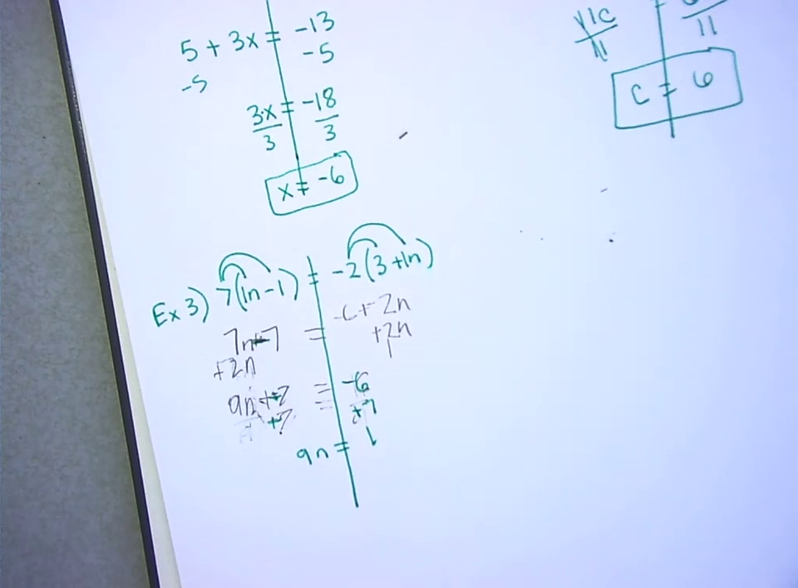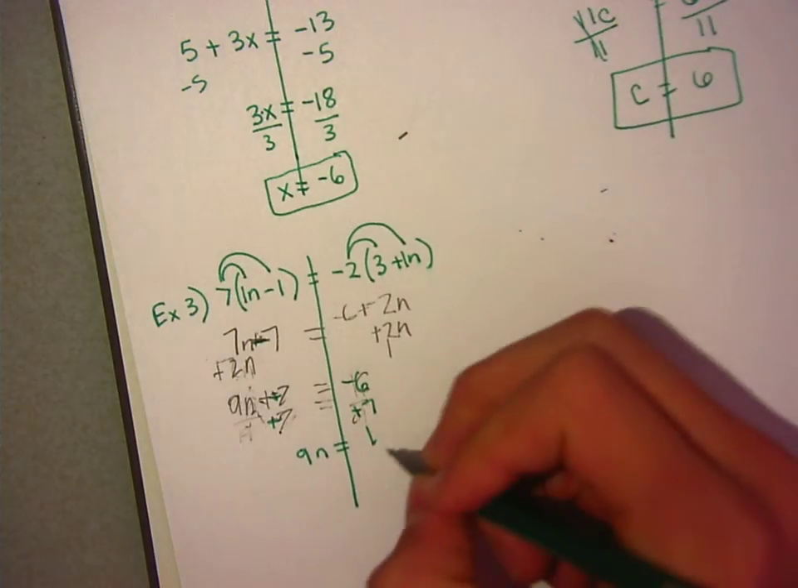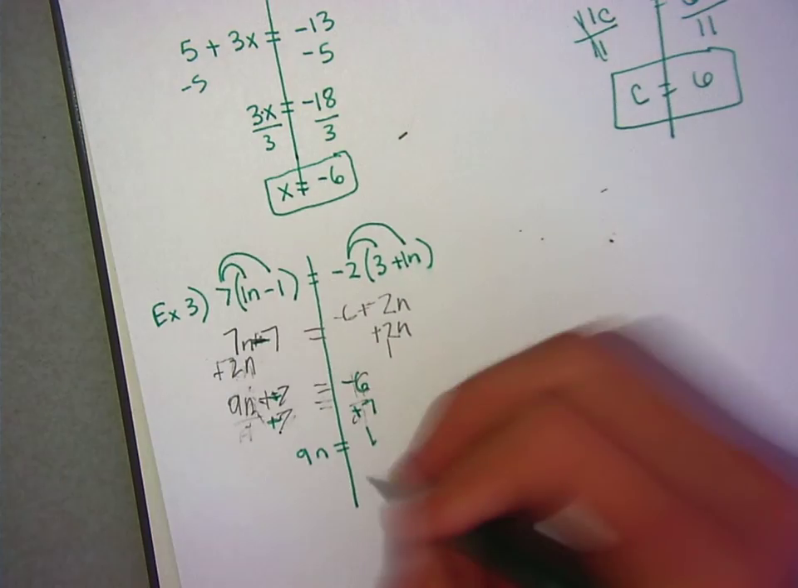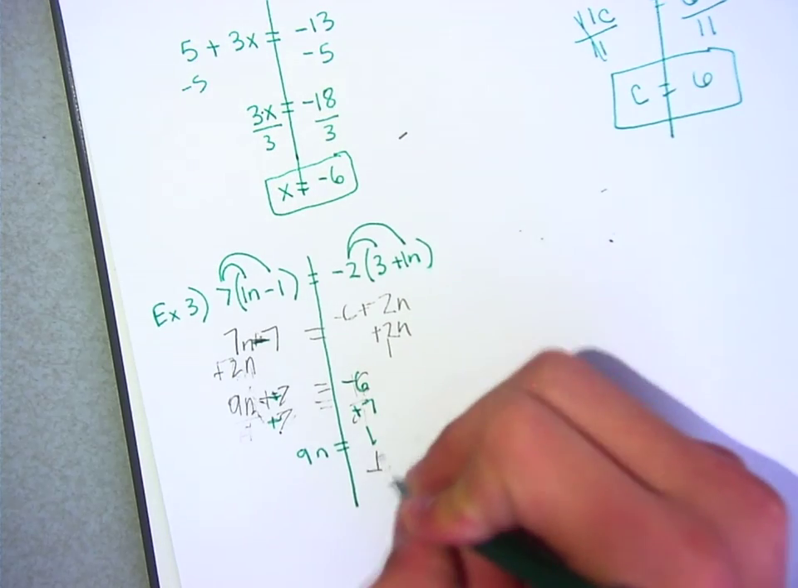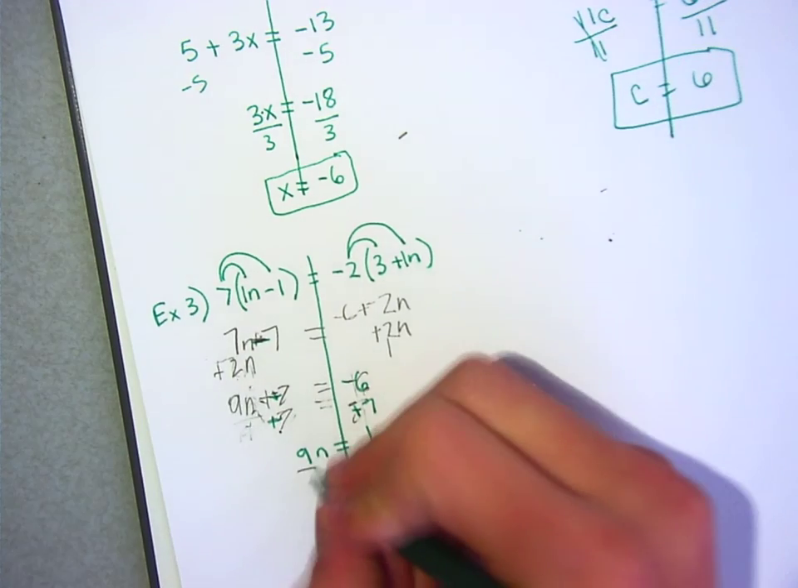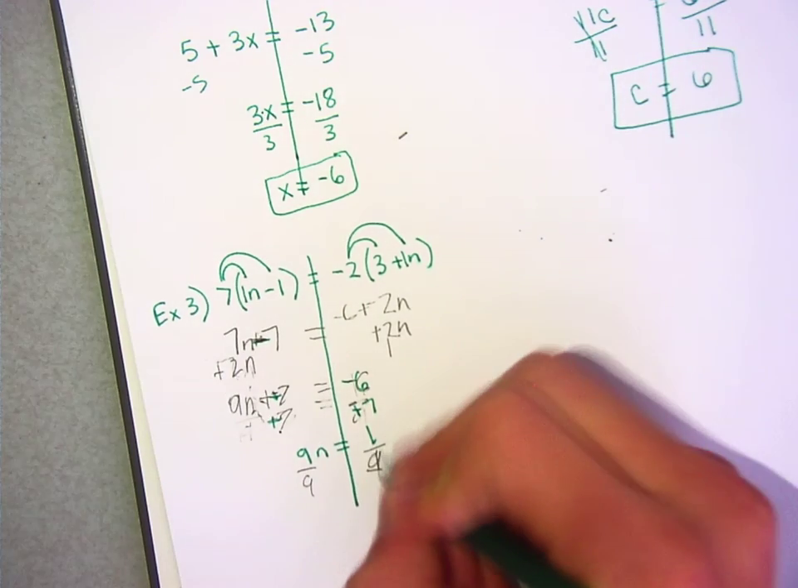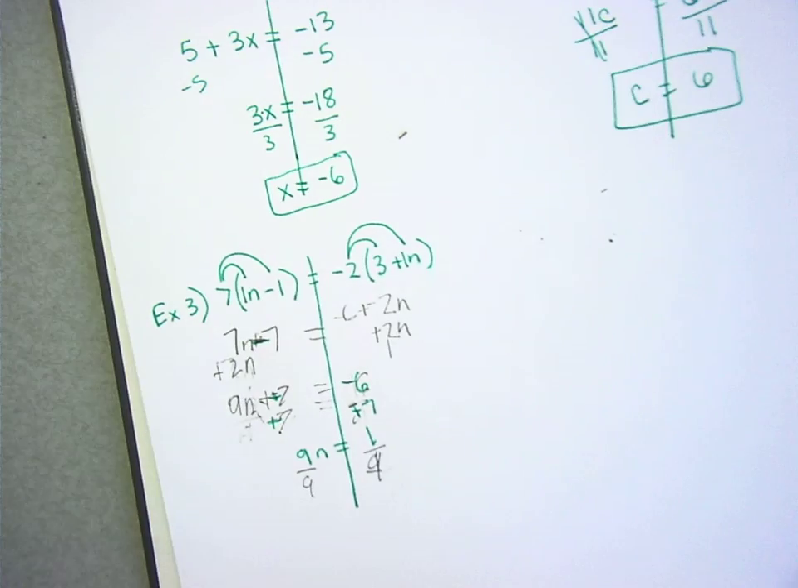Good. And how do you finish then? 9n over 9. Okay, you divide by 9 on both sides. Yeah, and then you get 1 divided by 9, or 1 over 9. Beautiful. All right, so n equals 1/9 in the end. All right, you can go get prizes. If I've checked your homework, you can go. Otherwise, it's up to me. If you need a pass, I'll give you one.